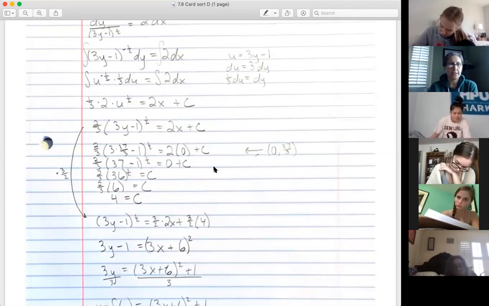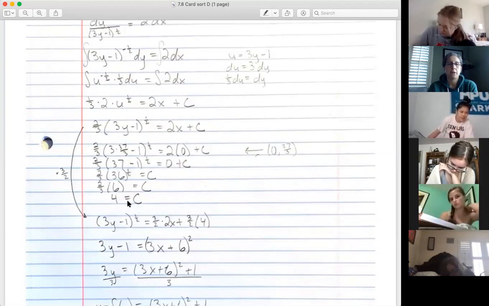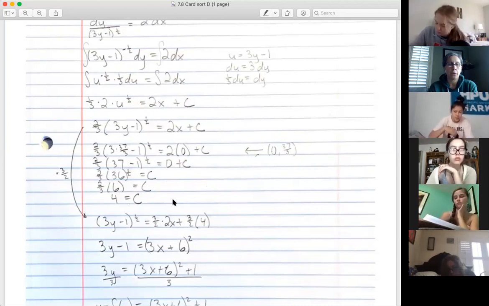So then I substituted in that initial condition that they gave us. So I put the 0 in for the x and the 37/3 in for the y, and that all canceled out nicely to get that c equals 4.